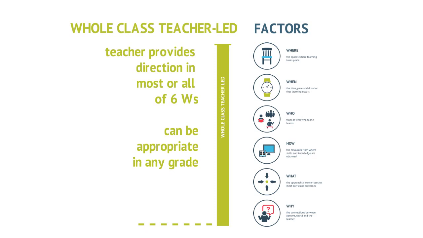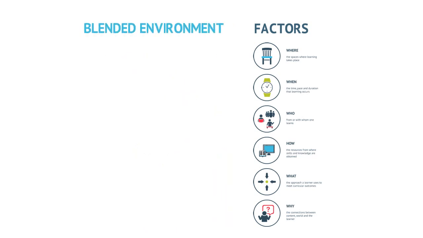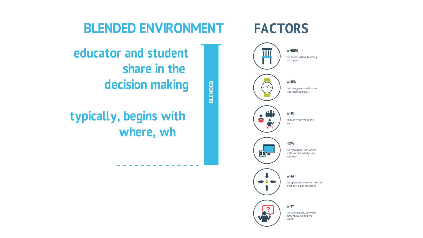Alternatively, in a high school setting, say in a science lab, when demonstrating a potentially dangerous experiment, you might also choose to deliver the lesson one time to the entire class. In either case, there are good reasons to apply a whole class teacher-led approach. As you begin to invite students to influence their own learning, the environment becomes blended. A place where educator and student share decision-making responsibility.